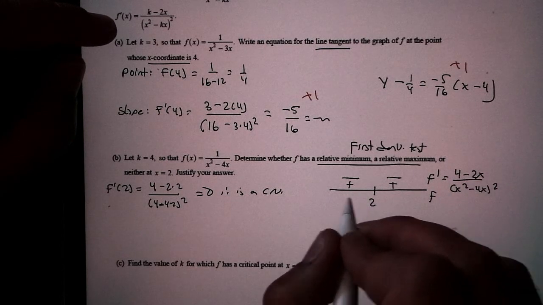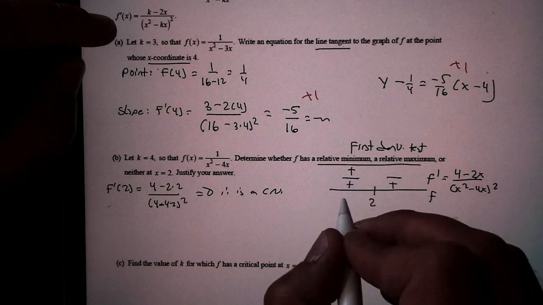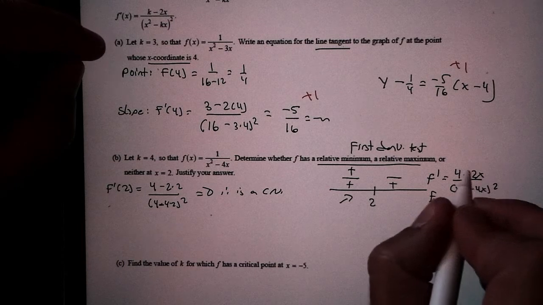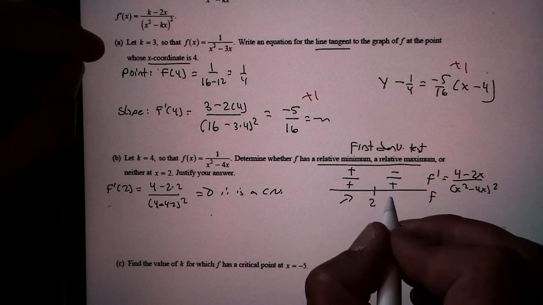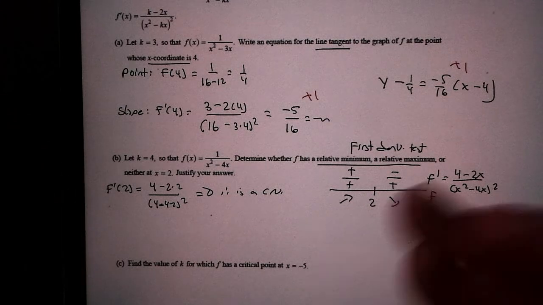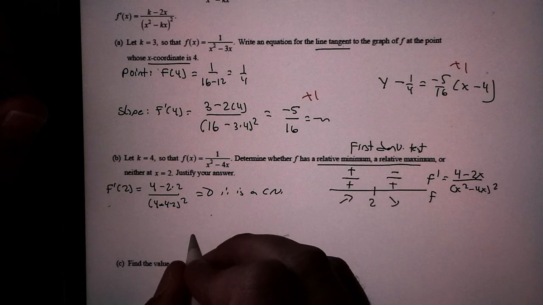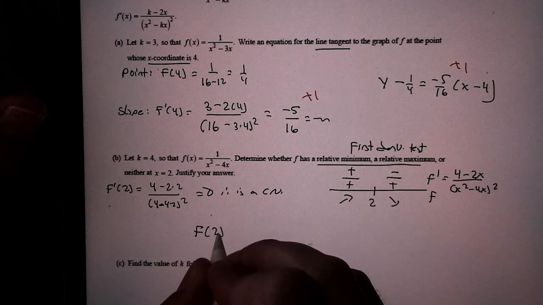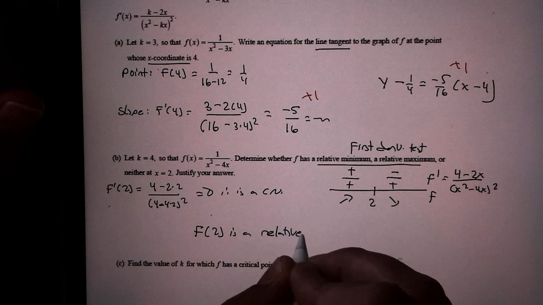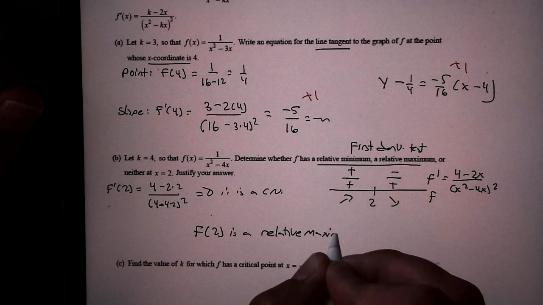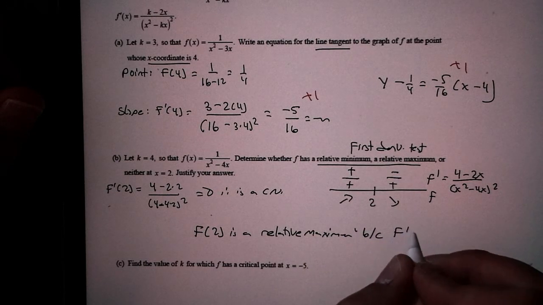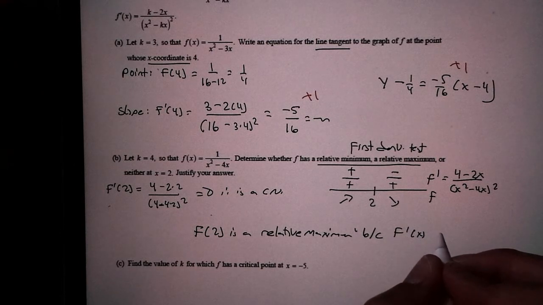So if I let x be 0, I'm going to get a positive here, so it's increasing. Plug in a number after 2 like 3, that becomes a negative, so it decreases after 2. So therefore x equals 2 is a relative maximum. So we can say f of 2 is a relative maximum. And the reason for that is because the derivative f prime of x goes from positive to negative.